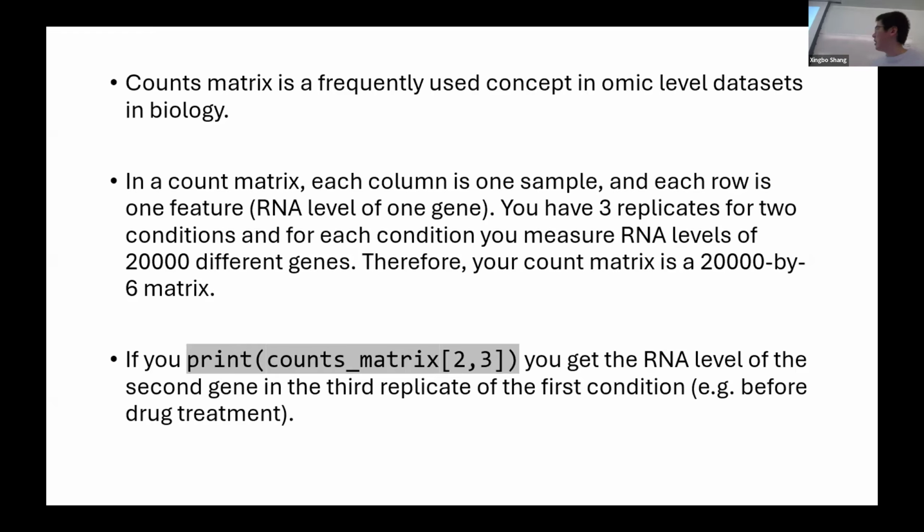So if you take a counts matrix and then print [2, 3], the second row and the third column, you will get the RNA level of the second gene, whatever is there, in the third replicate, which is likely the third replicate of the first condition. I assume you order it like before drug treatment, replicates 1, 2, 3, and then after treatment, replicates 1, 2, 3. Then you will get the third replicate of the first condition.